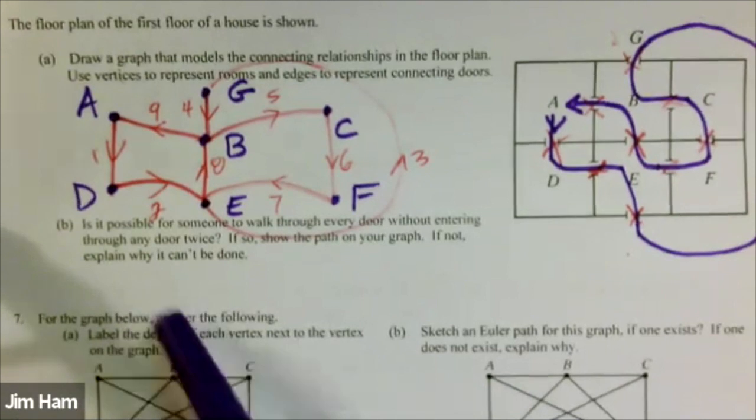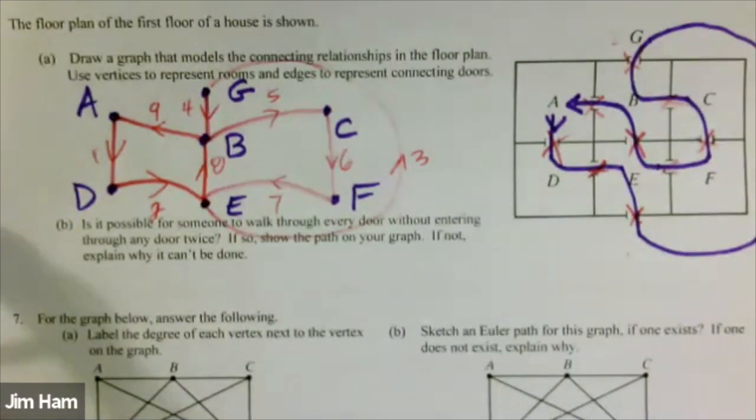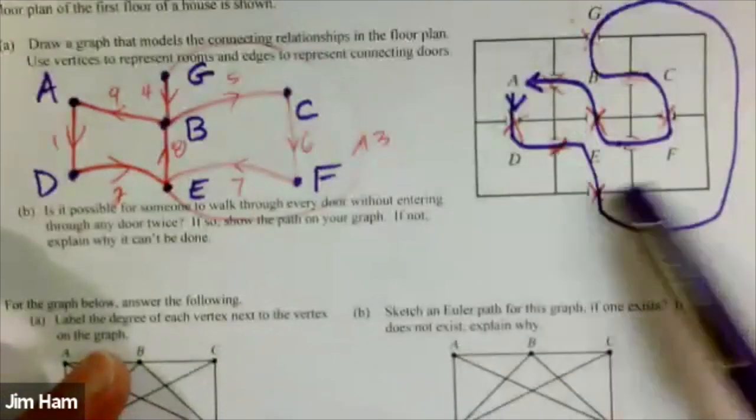And I think that's what part B is looking for. Is it possible for someone to walk through every door without entering any door twice? This is the Euler circuit problem. And the answer is yes, because all of the vertices have even degree. Or you can actually just show the path over here.